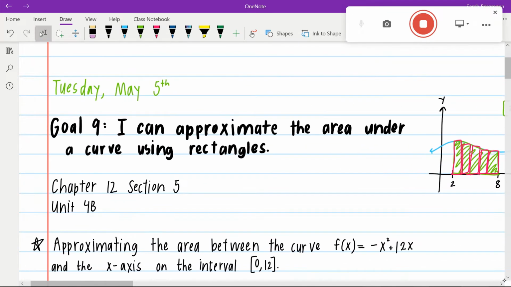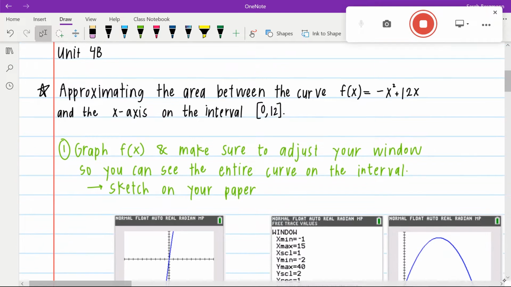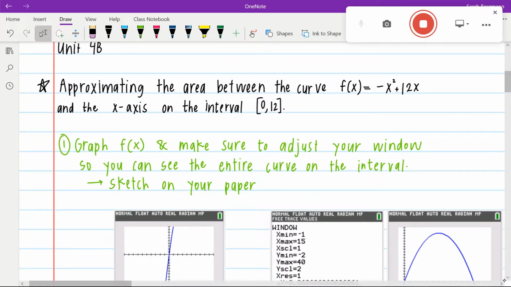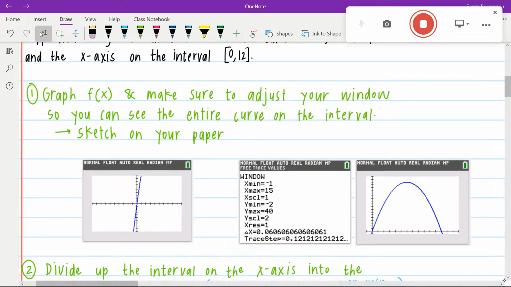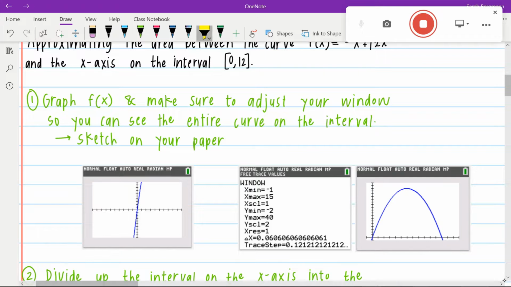Let me show you some examples. This problem says approximate the area between the curve f of x and the x-axis on the interval 0 to 12. The first step is to graph f of x and make sure you adjust your window so you can see the entire curve on your interval. Make sure you sketch this on your paper.